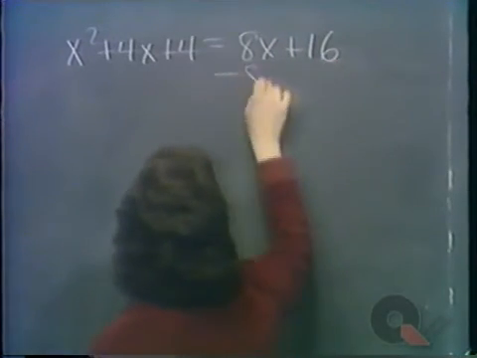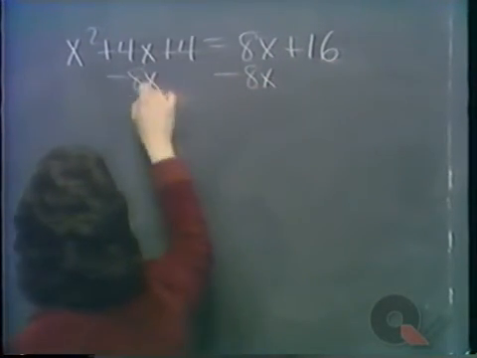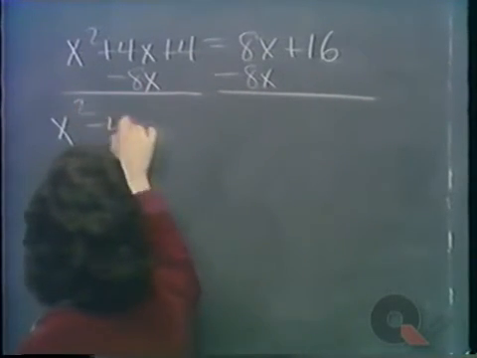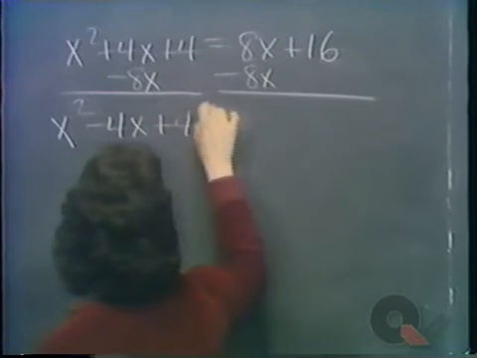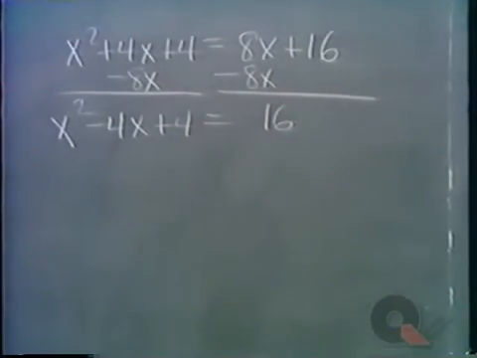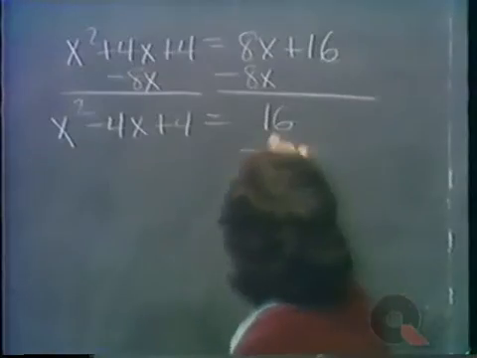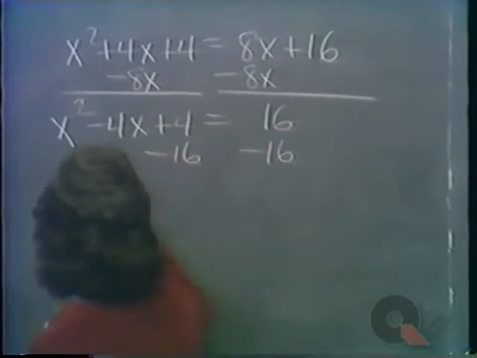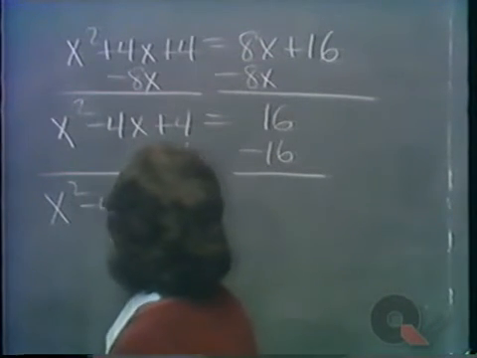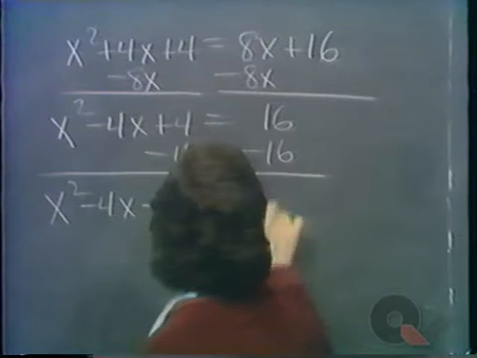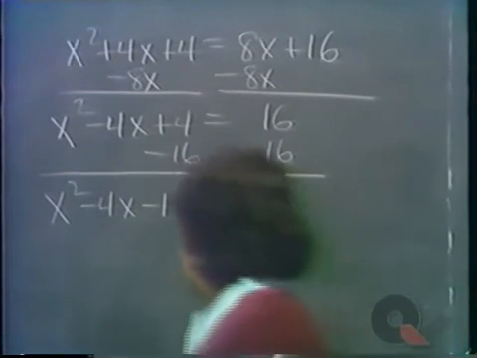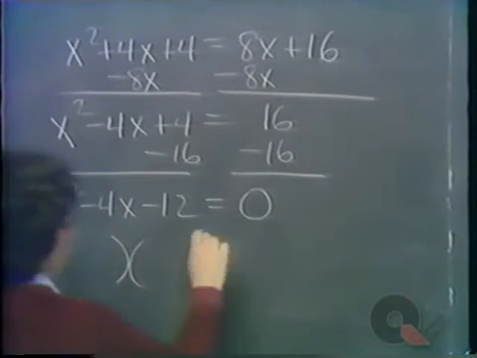Let us now subtract 8x from both sides of the equation, giving us x squared minus 4x plus 4 equals 16. And finally, we're going to subtract 16 from both sides of the equation to put our quadratic equation into standard form. x squared minus 4x minus 12 equals 0. It is now in an ideal form to solve by factoring.